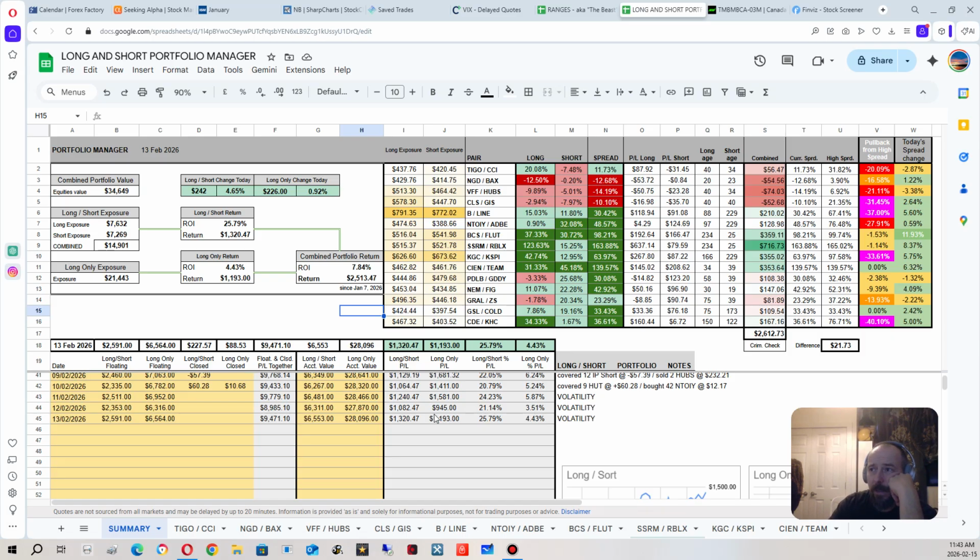Meaning my exposure in the long only is 4 times higher than the actual long only account. Like you look at it, long only value 28,000. This one is 6.5. Yet this one is producing better results, 25.79% point gain.